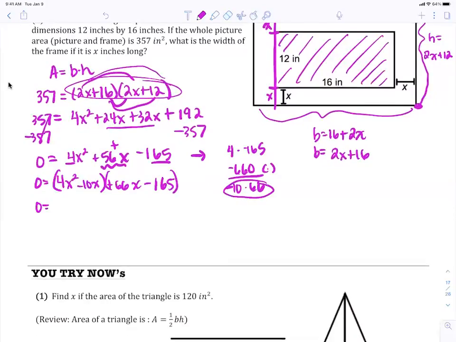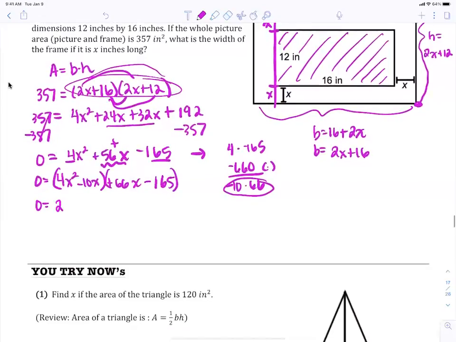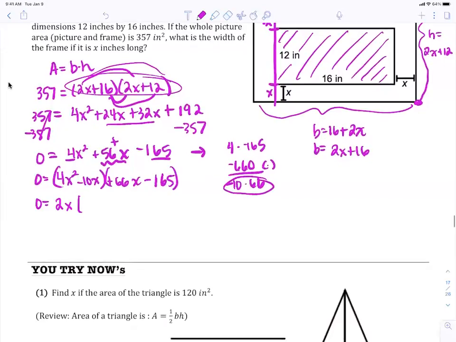GCF between a 4x and a 10, the largest number that goes into 4 and 10 is 2. And the most number of variables I can take out ends up being an x. So if I divide both of these by 2x, we're going to be left with basically a 2x minus 5. Now, if you do this correctly, whatever GCF you take out of the second set of parentheses, ideally you should get the same thing.